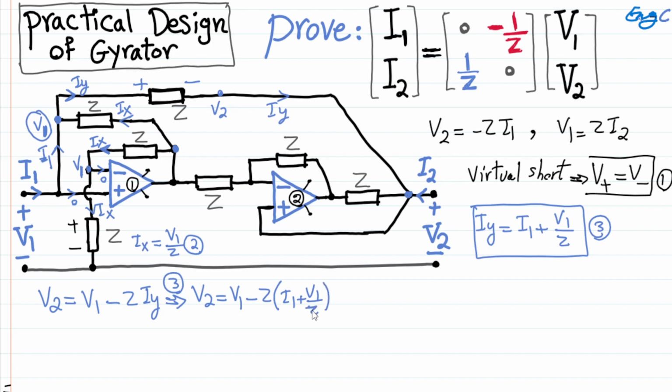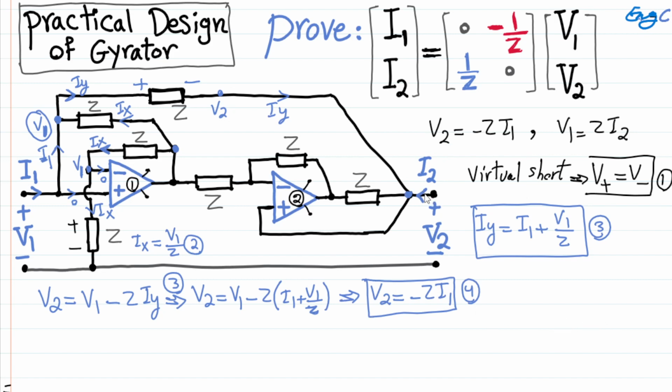Okay, almost done. You can see that the V1 here and the V1 here cancel each other out. So what I get is V2 equal to negative Z I1. Great. Let's name this equation number 4. And that's exactly one of the two equations I wanted to prove. So we got one.